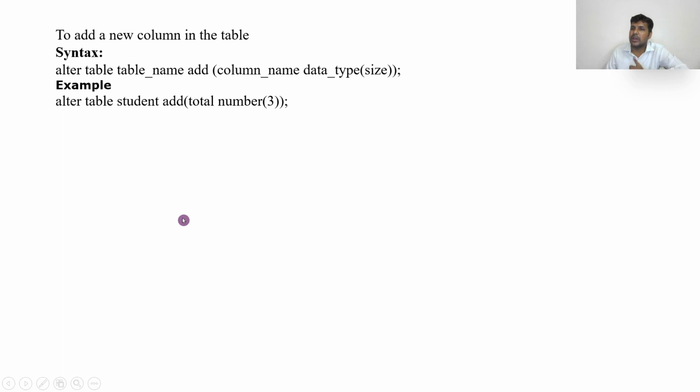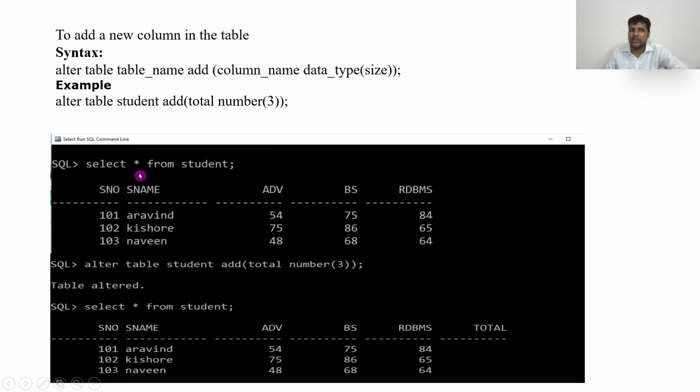Okay, so I'll show you examples one by one. First we'll go with add. To add a new column in the table: alter table, table name, add, column name, data type, size. See, alter table student add total number 3. So I want to add a total column now, right? Okay, for example, let us see, select star from student.